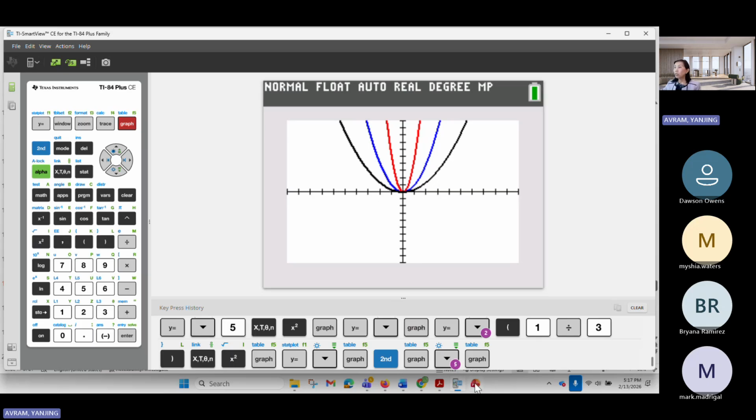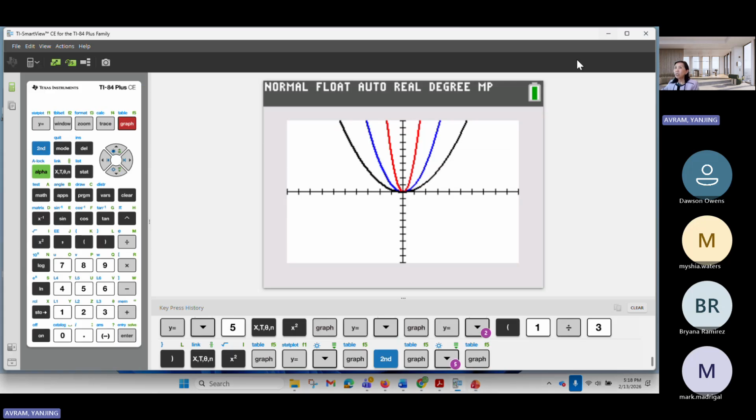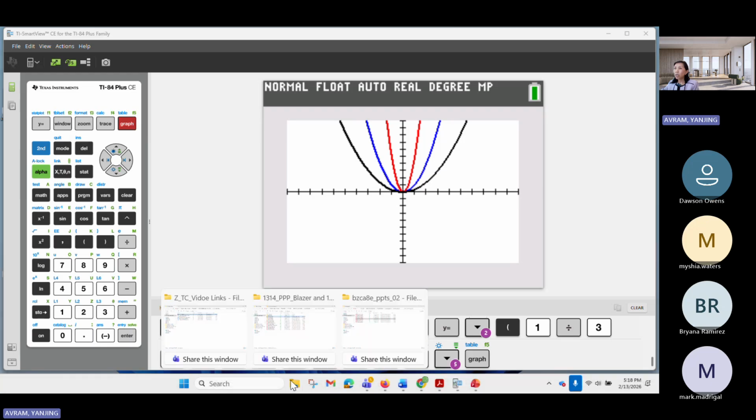All right, so that is this section called shrinking or stretching. Okay, when C is greater than 1, this is called stretching. Okay, when C is less than 1 and it's still positive, this is called shrinking. Okay, shrinking in a vertical direction. All right, so that is our 2.5.